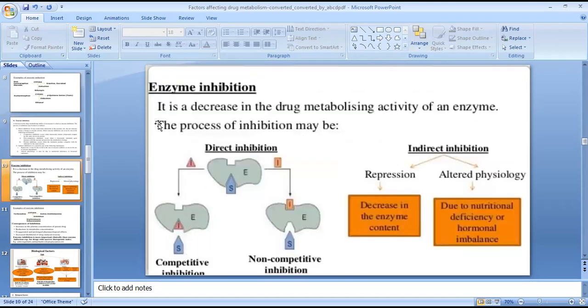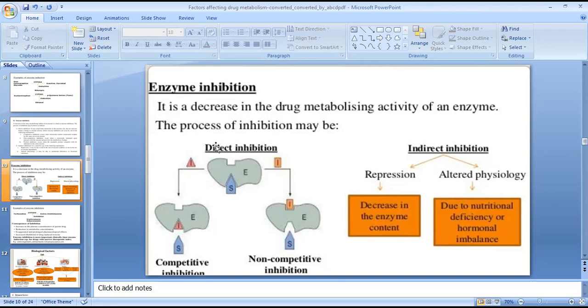See, enzyme inhibition is a decrease in the drug metabolizing activity of the enzyme. We all know enzymes are going to metabolize the drug molecule, but the substances which inhibit this process of metabolism are known as enzyme inhibitors. Now they are going to act in two different ways, either direct inhibition or indirect inhibition. Now direct inhibition will involve competitive inhibition or non-competitive inhibition.